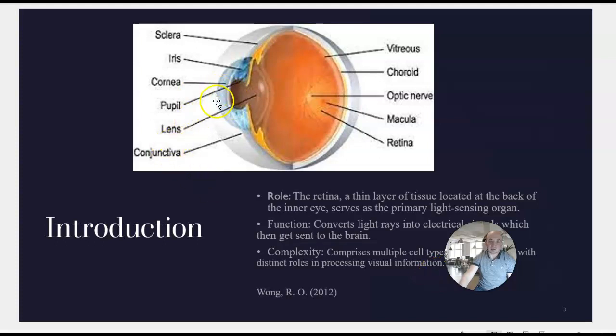So as you can see, these are the components of the eye. You have your cornea, your pupil, the lens of your eye, your iris, your sclera, your conjunctiva, your choroid, your optic nerve, the macula, the retina here, and the vitreous.